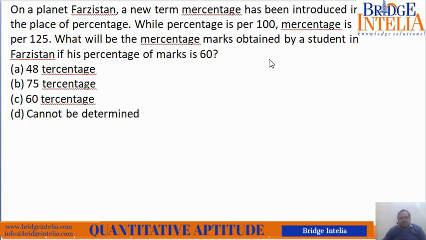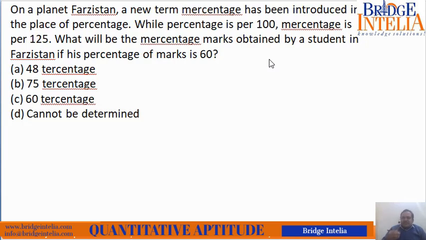Now let's have a look at this question. On a planet Farjistan, a new term percentage has been introduced in place of percentage. So while percentage is per 100, percentage is per 125. So what will be the percentage marks obtained by a student in Farjistan if his percentage of marks is 60?